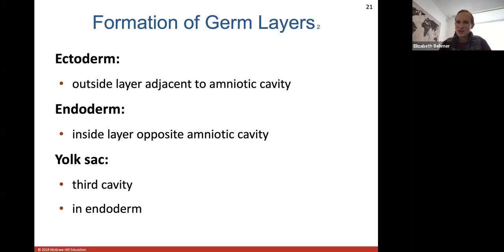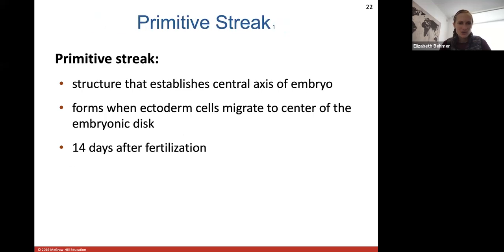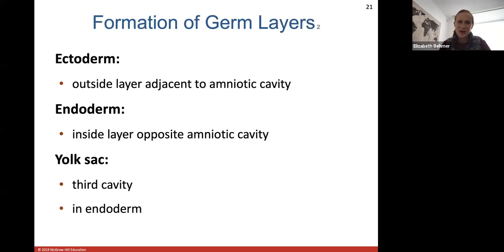So the ectoderm is one of the germ layers. It's the outside layer adjacent to the amniotic cavity. The endoderm is the inside layer opposite the amniotic cavity. And then the yolk sac is a third cavity within the endoderm, and we'll eventually get to pictures, I promise.